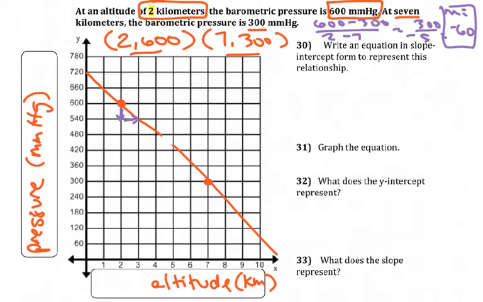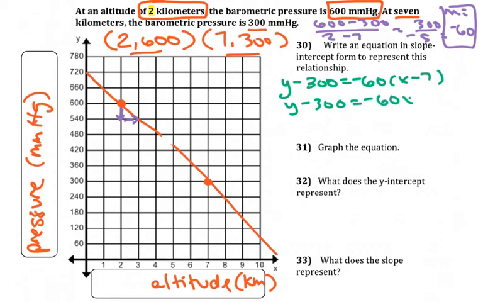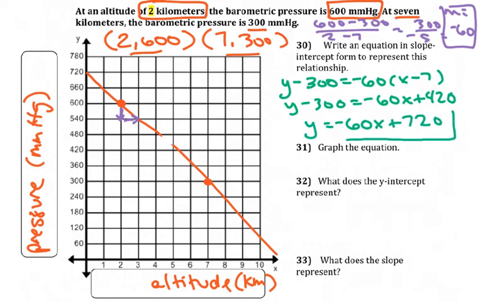Okay, now as far as the equation, I'm going to need to use my point-slope formula. So just pick a point. I'll use the smaller number, y minus 300 equals negative 60 times x minus 7. So y minus 300 equals negative 60x plus 420. I know 60 times 7 is 420 because 6 times 7 is 42. Then I'm going to add 300 to both sides. That's my equation.